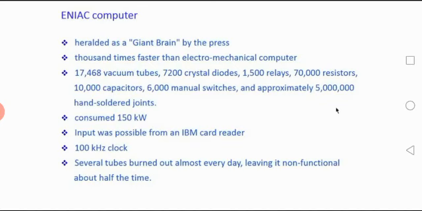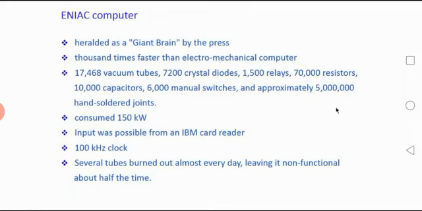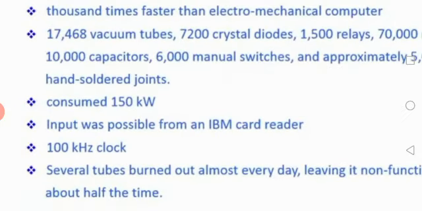Here you can see the data is given: 17,468 vacuum tubes, 7,200 crystal diodes, 1,500 relays, 70,000 resistors, 10,000 capacitors, 6,000 manual switches, and approximately 5 lakh hand solder, not 5 lakh, I think it's 50 lakh, yes, 50 lakh hand solder joints, and it consumed 150 kilowatts of power. And you can see here the power, 150 kilowatt, this is too much.